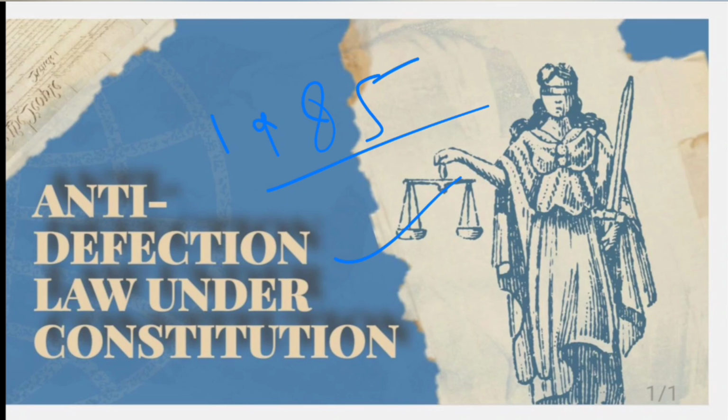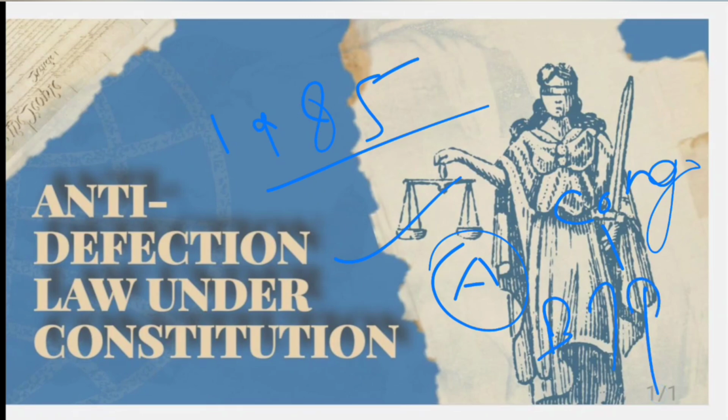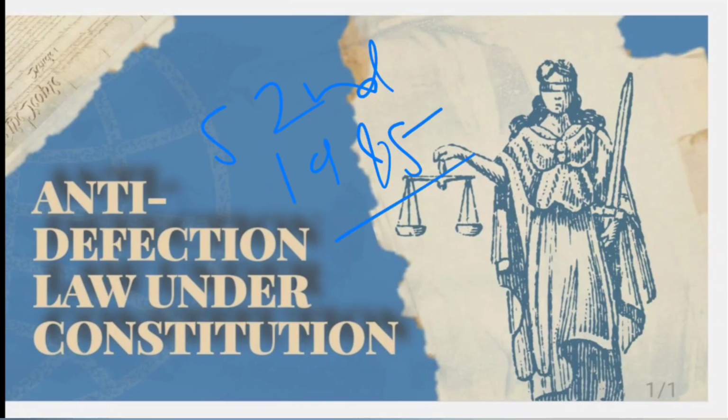this law was introduced. To understand this, if A belongs to some political party, say Congress, and he joins BJP, or he votes for BJP, or abstains from voting in favor of Congress, there may be some advantage to BJP. So by this law, some articles and one schedule, the Tenth Schedule, were introduced.